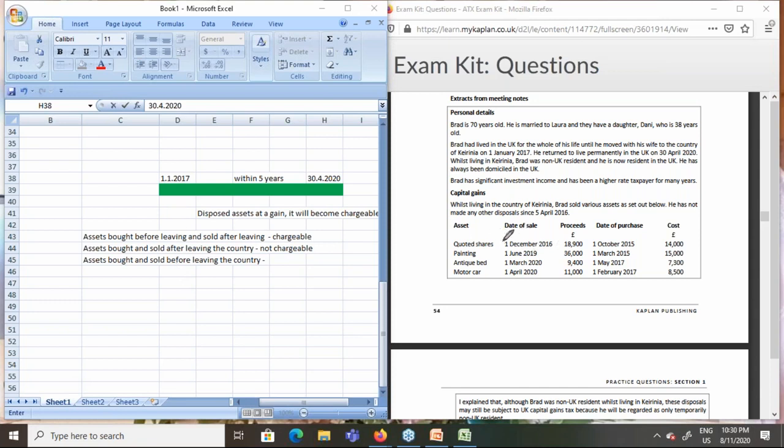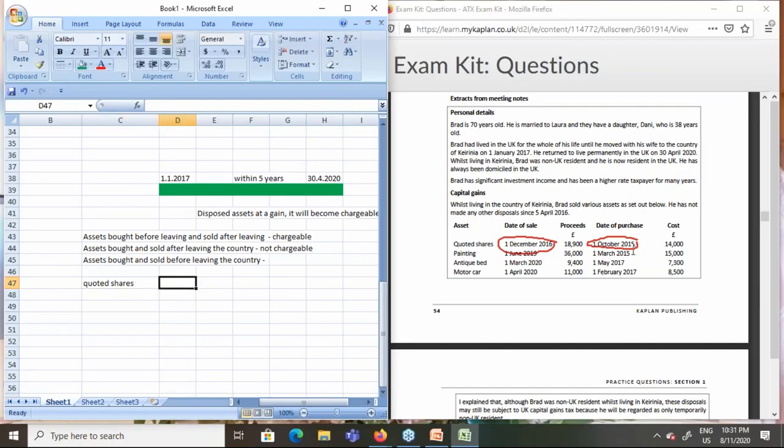What matters is, when did he purchase? 1st of October 2015. When did he sell them? 1st December 2016. So in this situation, quoted shares, bought and sold before leaving the country.